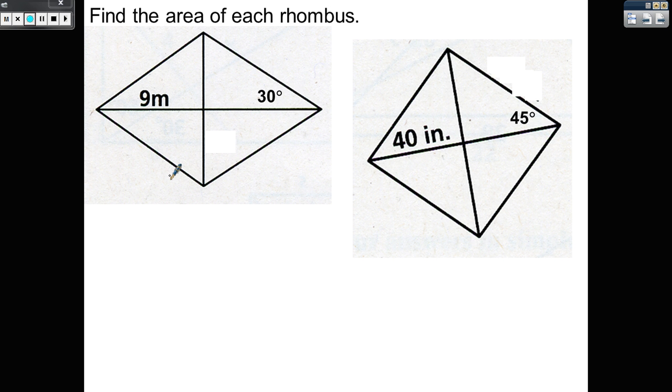Okay. All right, now, like the last rhombus, the diagonals are going to be perpendicular and they bisect each other, so I know that this is going to be 9 meters there. And what I really want you to see in this triangle is that you have a 30, 60, 90 triangle, okay? And so take a minute here.